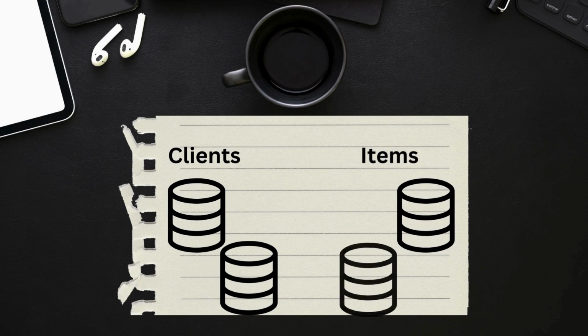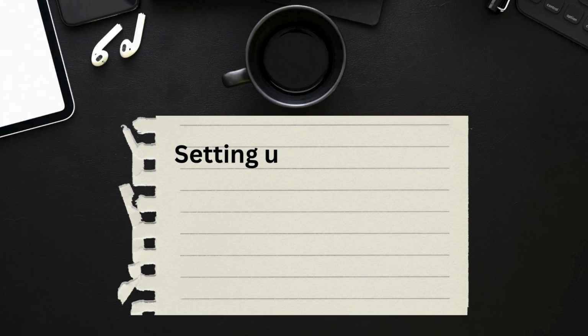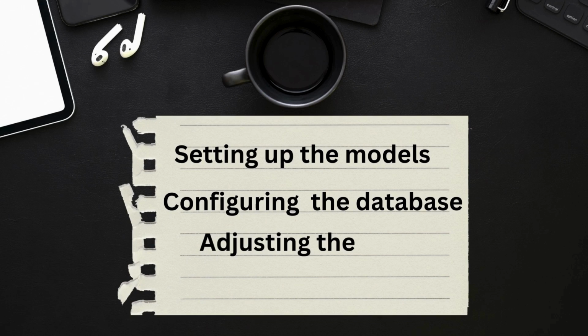Let's say we have clients and items in our database. Each client can have multiple items, and each item can be bought by multiple clients. This creates a many-to-many relationship that we need to manage with a helper model. In this video, we'll cover how to set up the models, configure the relationships in the database, and make the necessary adjustments in our application.